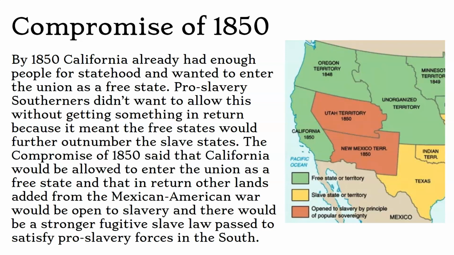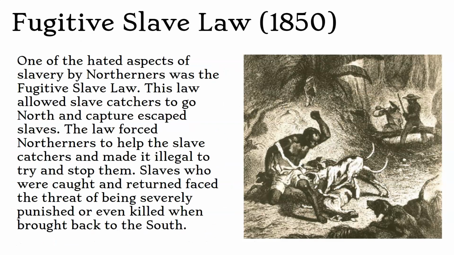So basically, this kind of undid part of the Missouri Compromise, because the Utah Territory now would potentially be open to slavery, even though it's north of that line that was set in the Missouri Compromise. Fugitive Slave Law, so this is a law that was even strengthened by the Compromise of 1850.